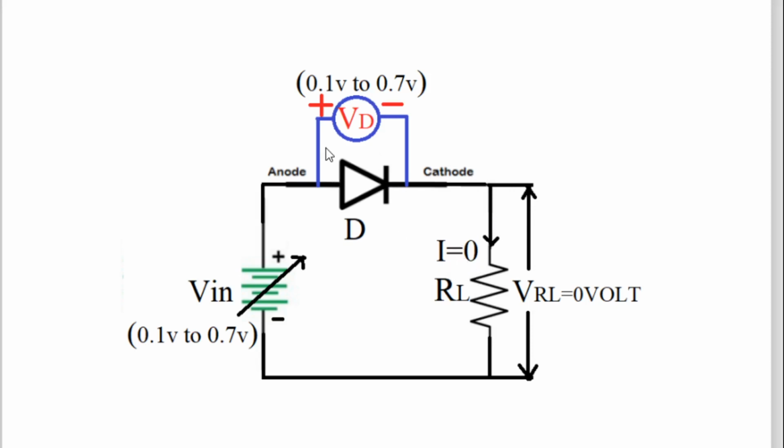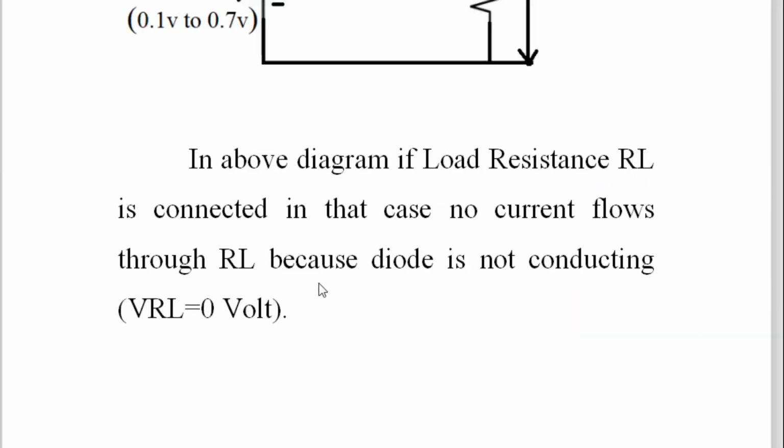I is equal to 0 because the diode is not conducting, and therefore VRL is equal to 0 volt, because VRL is equal to the current flowing through RL, IRL, times RL. Whatever RL is, 1 kilo ohm, 2 kilo ohm, 100 ohm, the current is 0. Therefore, V is equal to I into R, so the voltage is also 0. This is very simple. In the above diagram, if load resistance RL is connected, no current flows through RL because the diode is not conducting.